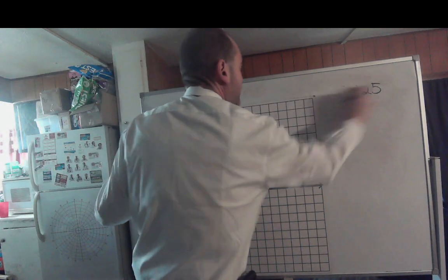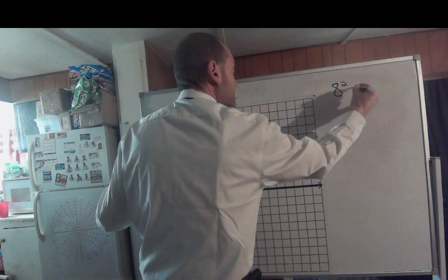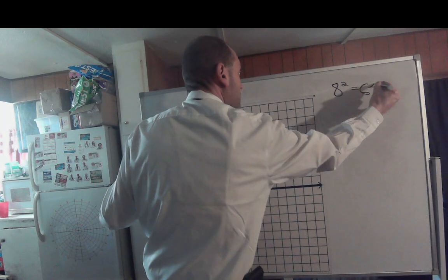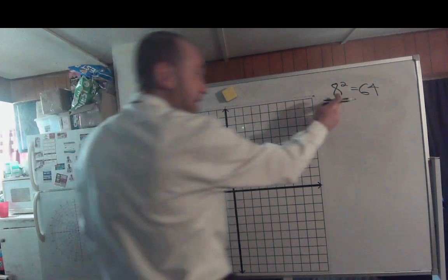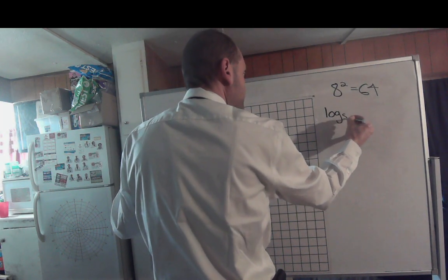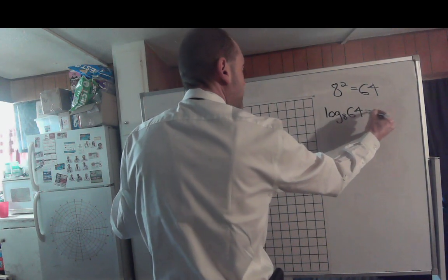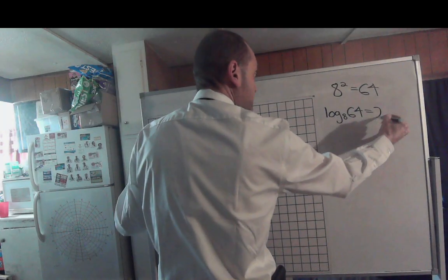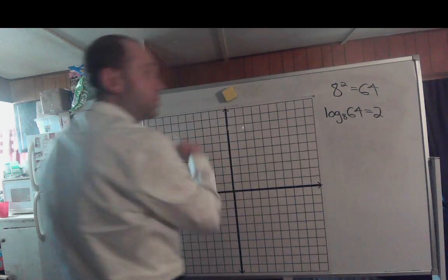What if I had 8 to the second equals 64? How do I convert that to logarithmic notation? So my 8's my base, so this would be log base 8 of 64 equals my exponent, which is 2. So this is the same as log base 8 of 64 equals 2.